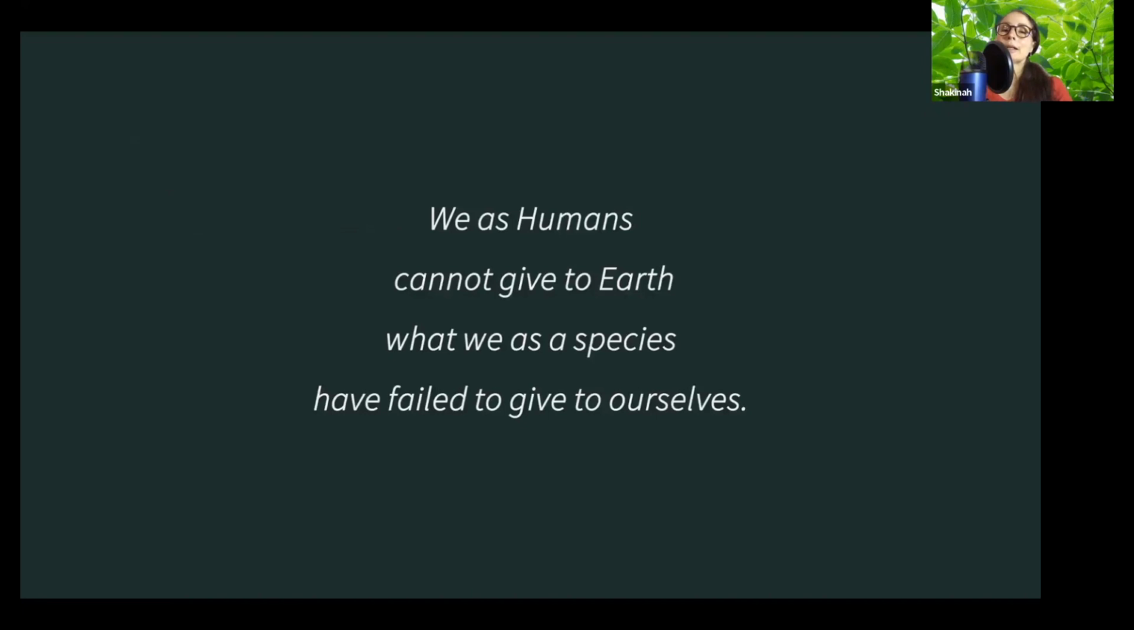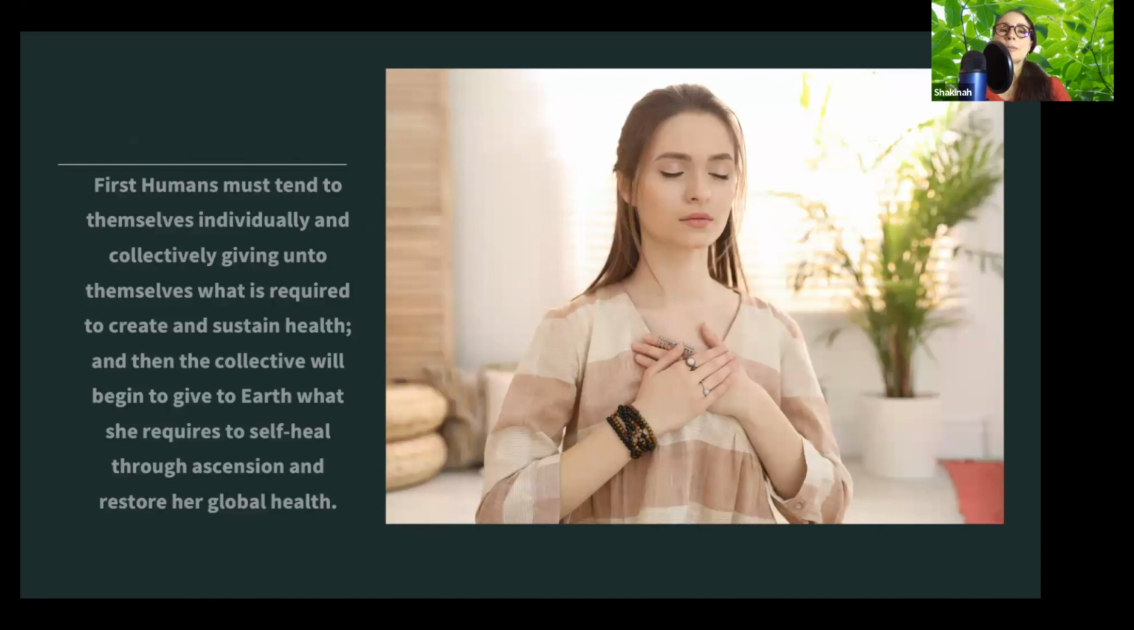We as humans cannot give to Earth what we as a species have failed to give to ourselves. This is why it's so important for us to move out of codependency and start to focus on our own health, healing, and ascension work. First, humans must tend to themselves individually and collectively, giving unto themselves what is required to create and sustain health. And then the collective will begin to give to Earth what she requires to self heal through ascension and restore her global health.